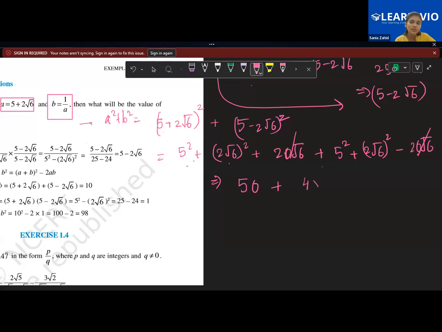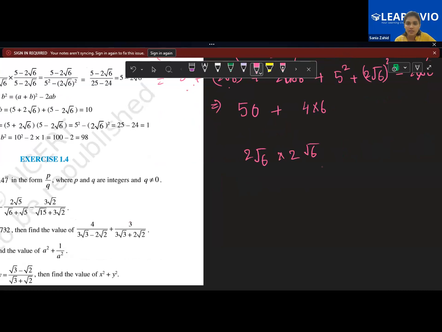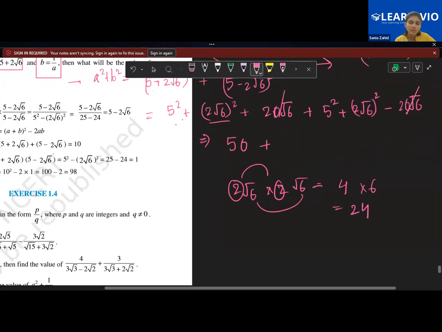4 into 6. See children, how am I finding (2 root 6) square? Look here. (2 root 6) square means 2 root 6 into 2 root 6. You will multiply the coefficients together. 2 into 2 is 4. Root 6 into root 6 is 6. And 4 into 6 is 24. This is how you will solve. Okay, so you get two 24s. One of the 24s from here, and you get another 24 from the other (2 root 6) square.